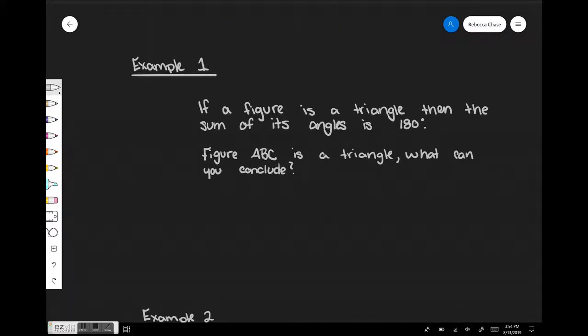When I look at example 1: if a figure is a triangle, then the sum of its angles is 180 degrees. I'm going to label this right here as my conditional statement. When we look at that, we think, okay, is the conditional statement true? And we say, yes, it is true. Then we look at what it says next, and it says figure ABC is a triangle. It tells us that that is for sure true.